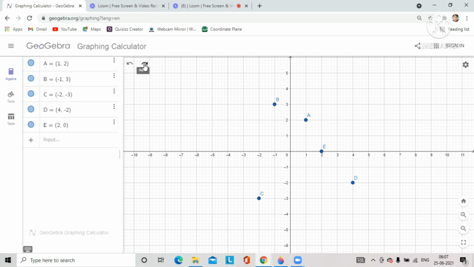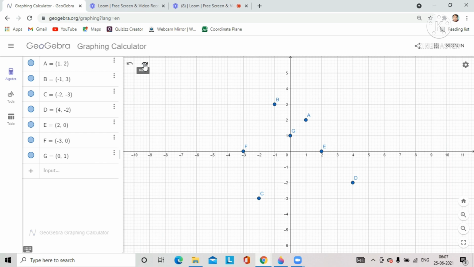Now let us see some special points. Suppose E is (2, 0) and F is (-3, 0). So you can say one thing, that E and F are lying on the x-axis and any point on the x-axis will have ordinate 0, or y coordinate 0. So any point on the x-axis will be (x, 0).